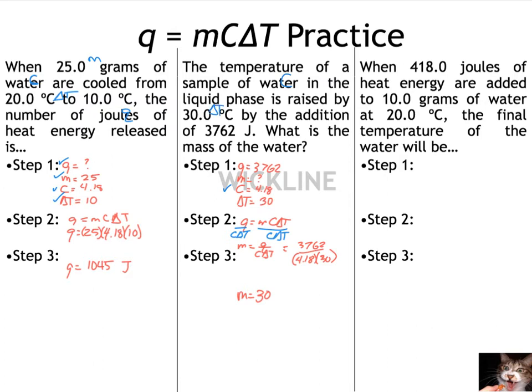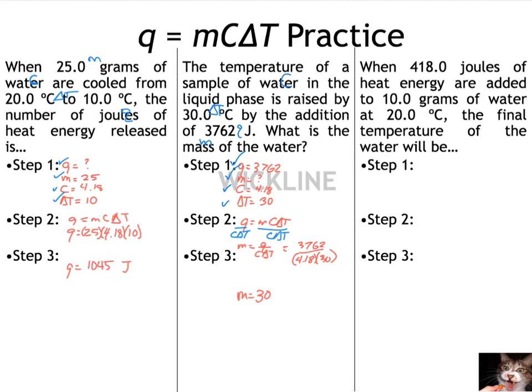They just told me straight away that the change in temperature is 30. So I just wrote delta T is 30. By the addition of 3762 joules. Joules is a unit for heat, so that means they gave me Q. And that also means I'm missing my mass, and that makes sense since the next sentence says, what is the mass of the water? So now I know I'm looking for mass.